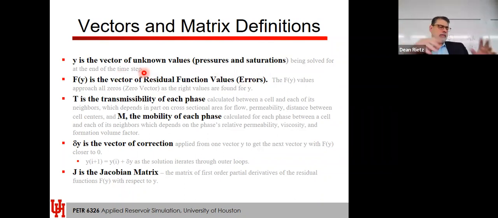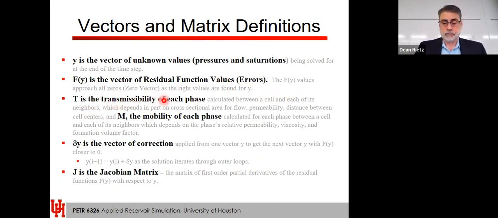normally it's a three-phase model: oil, water, gas, and then we have pressure. When we're doing our solving, we normally solve for 2 saturations and 1 pressure. There's 3 equations and 3 unknowns, but we know that the phases have to add up to 1. So if we solve for oil and water, then we can calculate the gas. That's normally what's done: we solve for 2 of the phases and then set an equation up equal to 100%. Fy is the vector residual function. The errors, the Fy values, approach zeros.